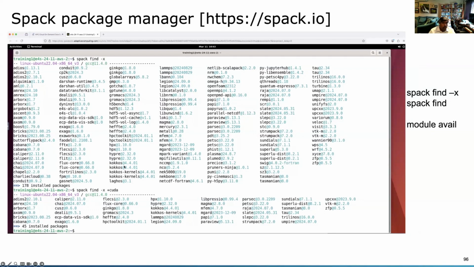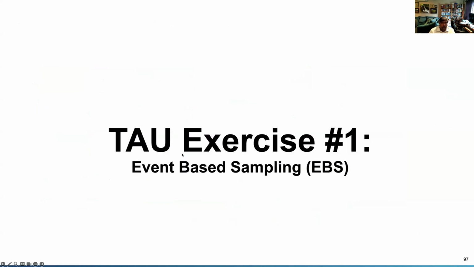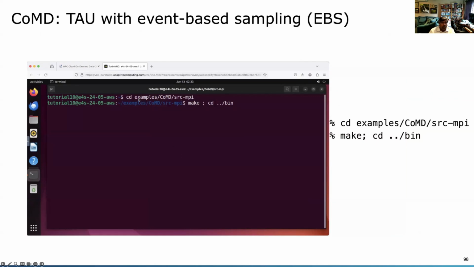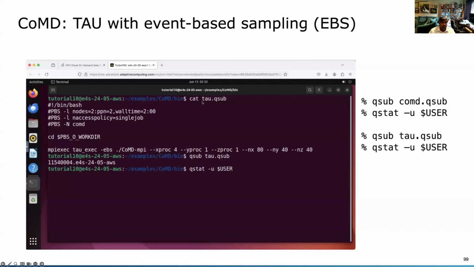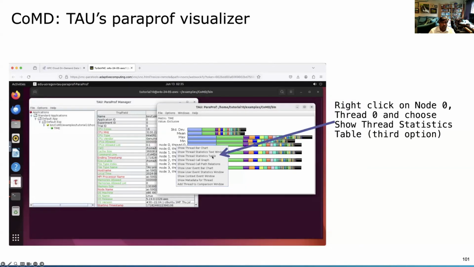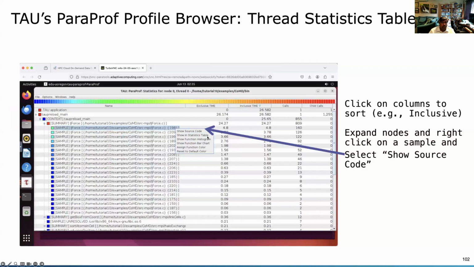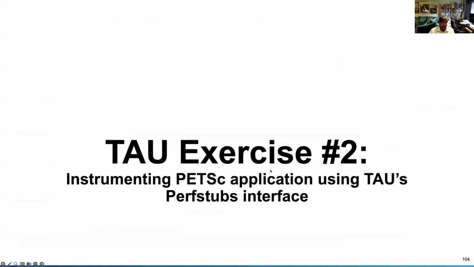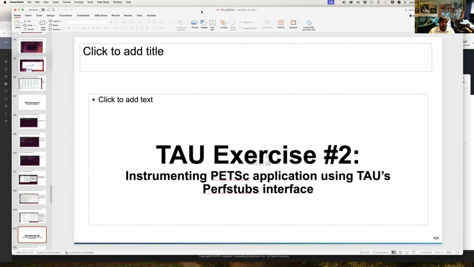There is a GPU on the login node. There's GPUs on the compute nodes. And then you can launch an application. You can go to, say, examples, CoMD, src mpi, type make, build it, go to the bin directory, look at the tau.qsub file, and just launch it by saying qsub tau.qsub, monitor your actual execution. And then you'll see profile files. You can launch paraprof and visualize it. Go to the thread statistics table, look at the time spent in the code, see the source code, and so on. So let me just try this with you.